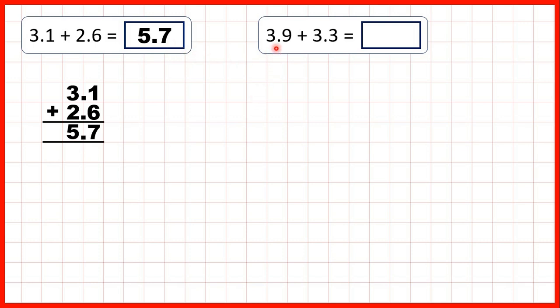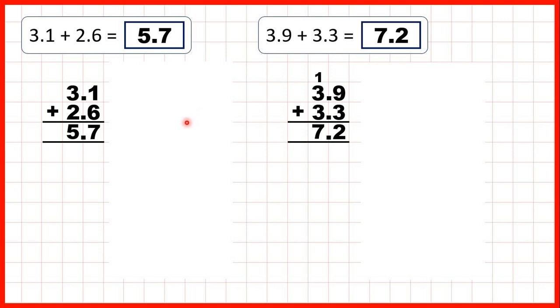Now we have 3.9 plus 3.3, so again we can set this out as a column addition, making sure that our decimal points are lined up so that our ones and our tenths columns are lined up as well. We can copy the decimal point down into our answer, and now we use column addition. 9 plus 3 is 12, so that's 1, 2, and now 1 plus 3 plus 3 is 7, so our answer is 7.2.